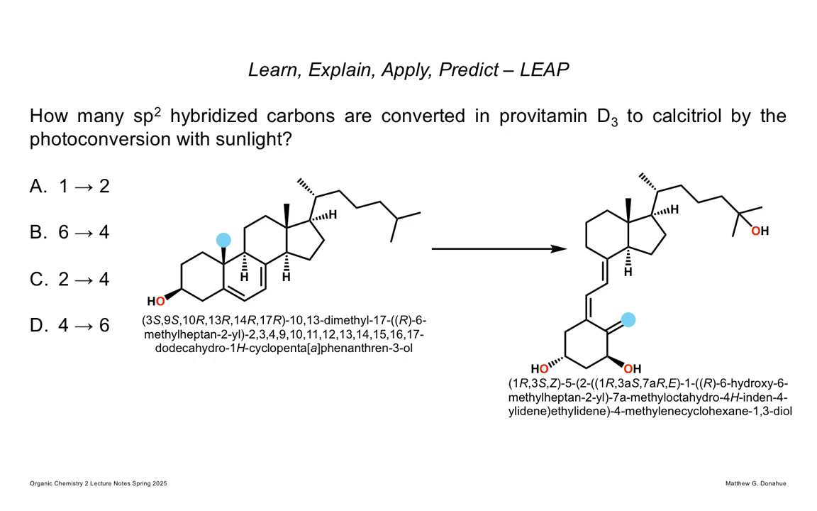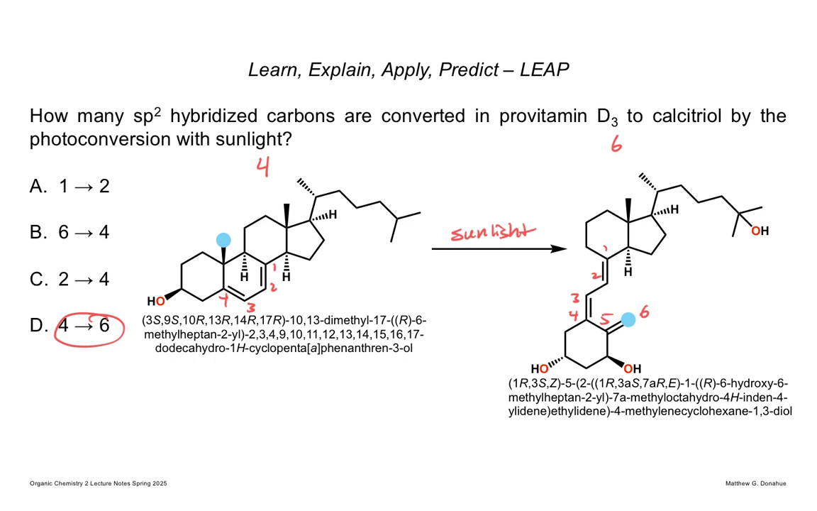How many sp2 hybridized carbon atoms are converted in provitamin D3 to calcitriol by photoconversion with sunlight? So all we're doing here is counting. If we start here, 1, 2, 3, 4. So there's 4 on this side. We count here, 1, 2, 3, 4, 5, 6. There's 6 on this side. So 4 to 6, the answer is D.